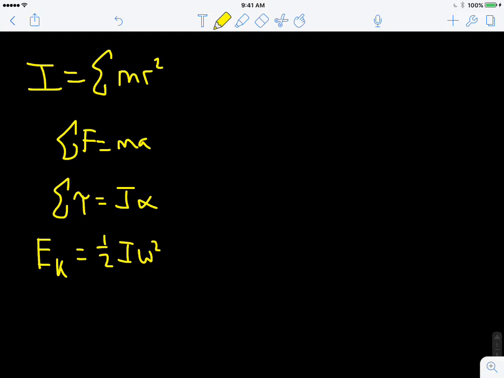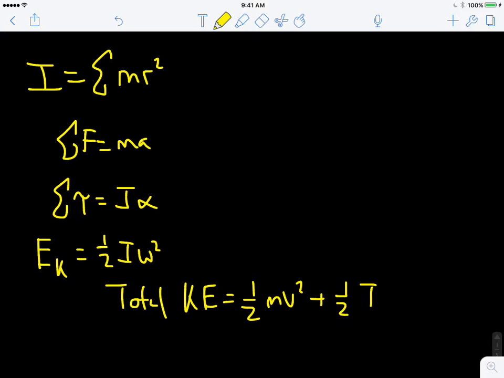Okay, so if an object is spinning and moving translationally, if you think of a bicycle wheel that is spinning and also moving along the ground, then we can say that the total KE is equal to 1/2 mv squared plus 1/2 I omega squared. So we can calculate that quantity.